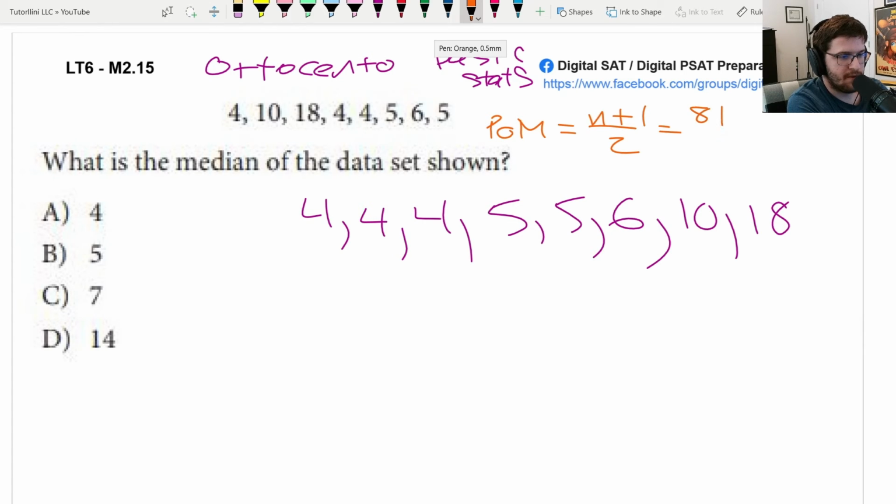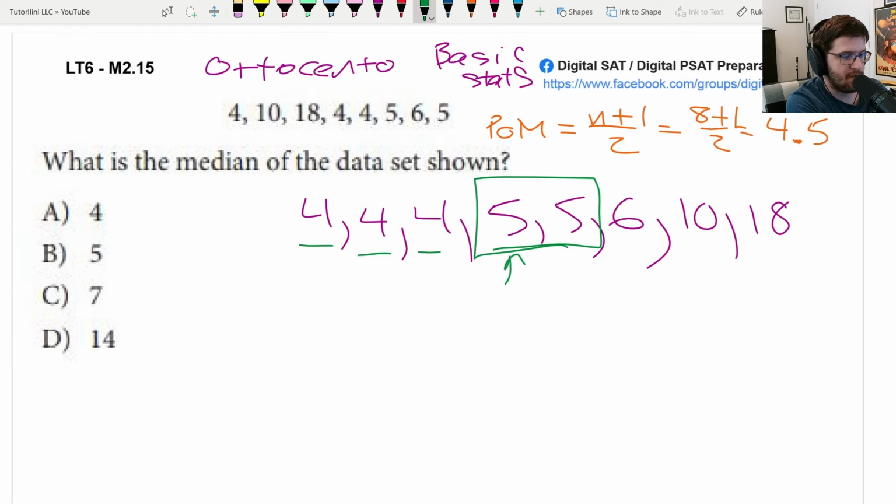So 8 plus 1 over 2. That's 4.5. So I'm going to take the fourth number and then one bigger than the fourth number, the fifth one. So that is these two. And I'm going to average them. See, 1, 2, 3, fourth, and then fifth. And then average them. The average of two identical numbers is just that number. So the median is 5.